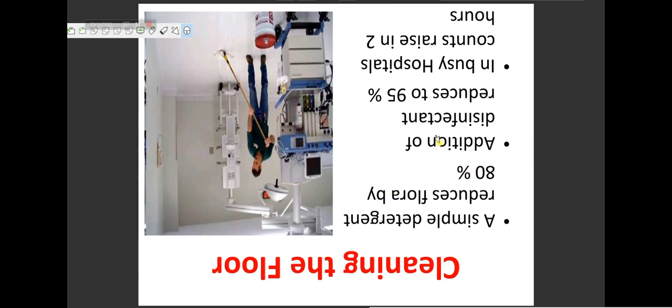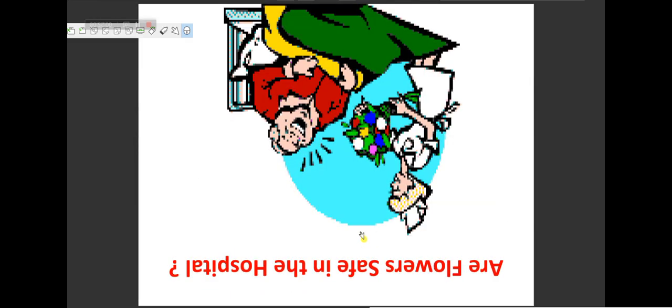So, cleaning the floor: a simple detergent can reduce flora by 80%, right? And the addition of a disinfectant reduces it by 95%. In busy hospitals, counts rise within 2 hours, so in busy hospitals we should clean within 2 hours. Aldehyde-free sterilization of the operation theater: the sterilization for the operation theater should be aldehyde free, right?